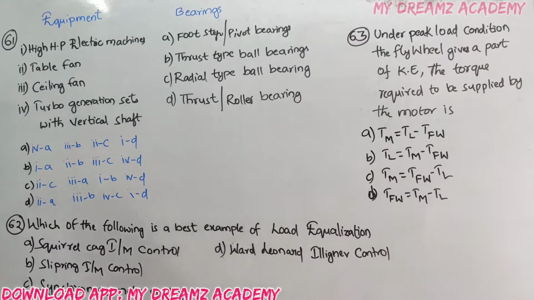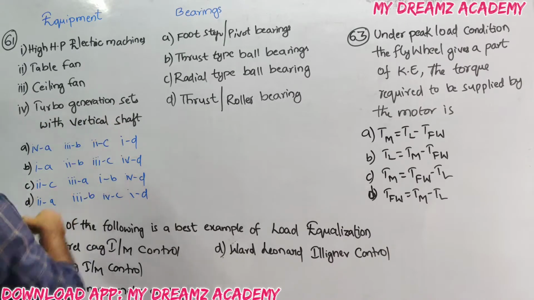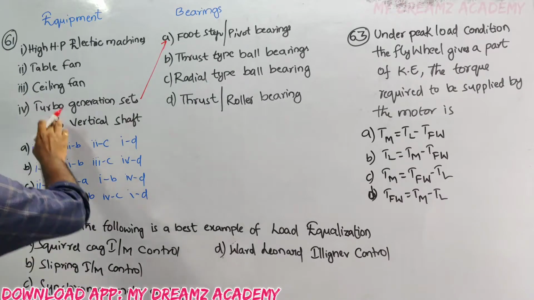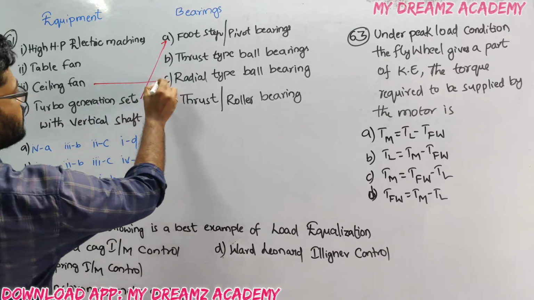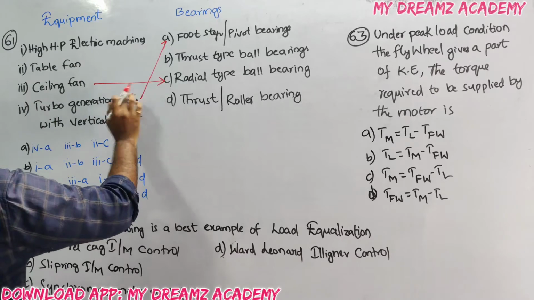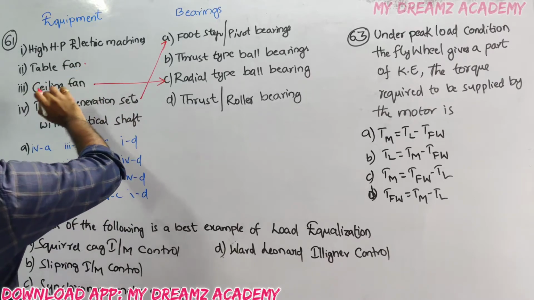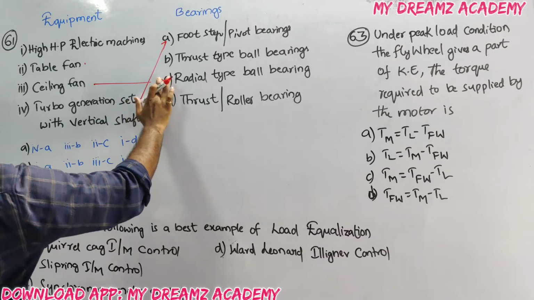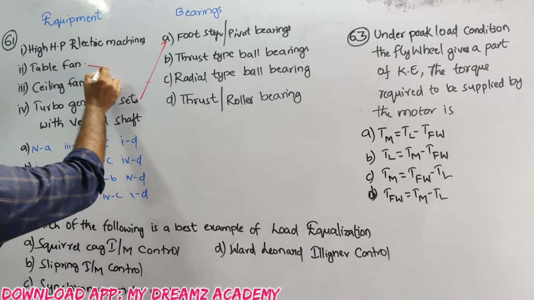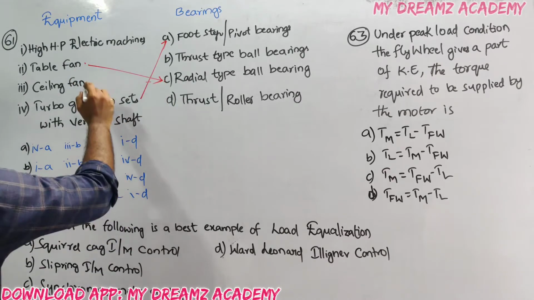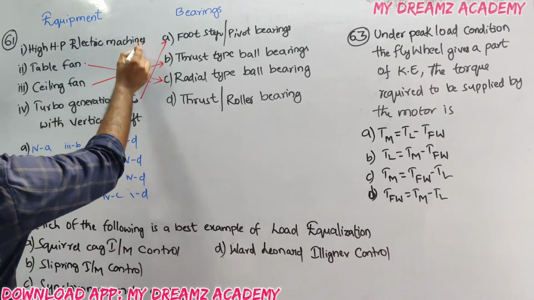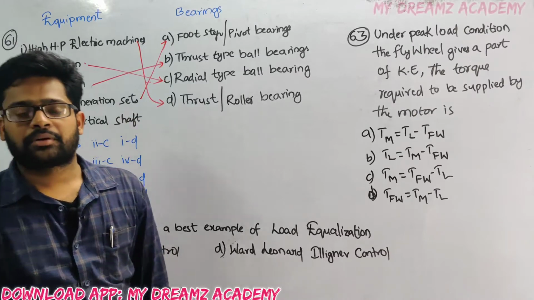Okay, so for the turbo generator set with vertical shaft, we use foot step or pivot bearings. Next, in the ceiling fans we will use radial type ball bearings. Next, in the table fans we will use radial type ball bearings. In the ceiling fans we will use thrust type ball bearings. And next, high HP electric machines will use thrust or rolling bearings.